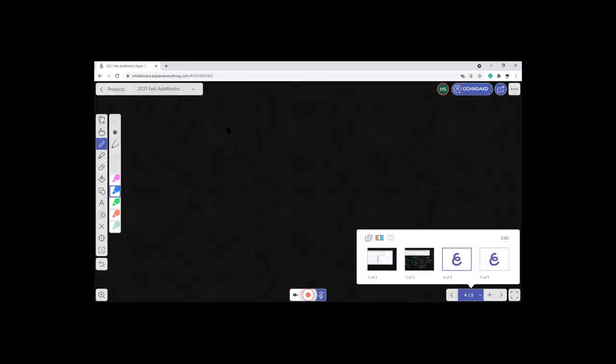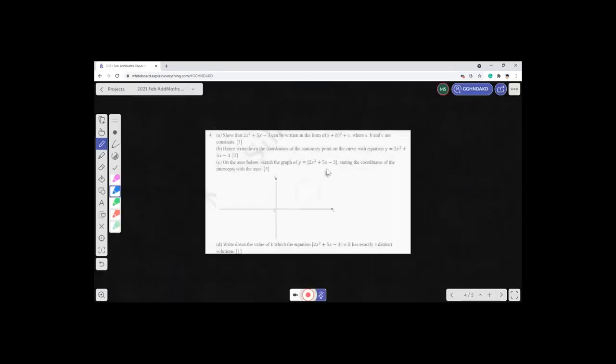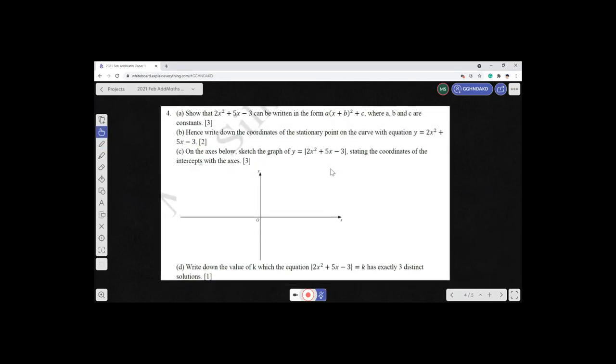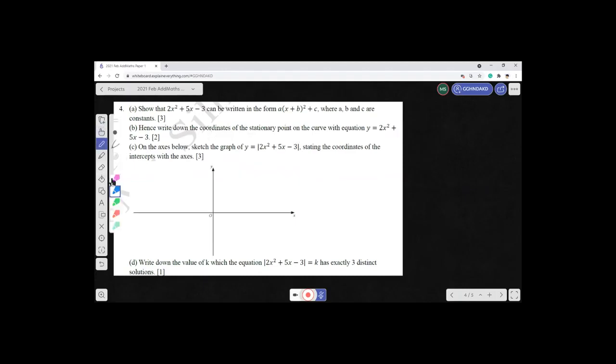Speaking about question number 4, this is also a must to know because almost every year they will ask about completing the square. So for example, like A, I need to complete the square. In order to complete the square, I need to make sure that my coefficient of x squared is always 1. So how to make it become 1? I take out 2. So 2, I take out x squared. 5, I take out 2, becomes 5 over 2. And then 3, I take out 2, it will be negative 3 over 2.